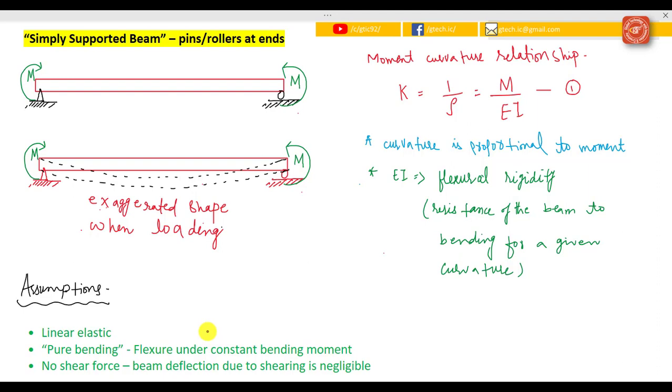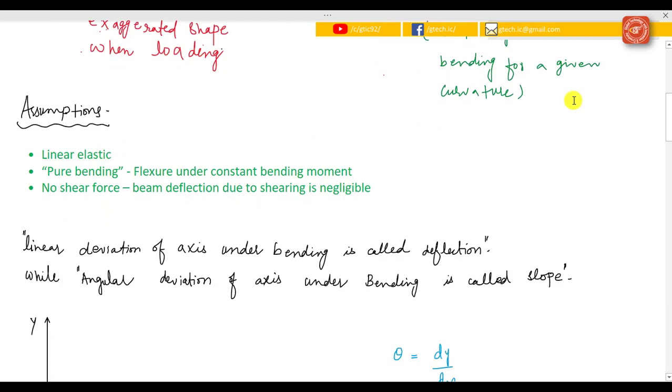So from our previous video lecture, we know the moment curvature relationship, that is kappa, K, is equal to 1 over rho, which is equal to M over EI. M is the moment and EI is the flexural rigidity. And we know that it's the resistance of a beam to bending for a given curvature. So I am taking this equation as 1.